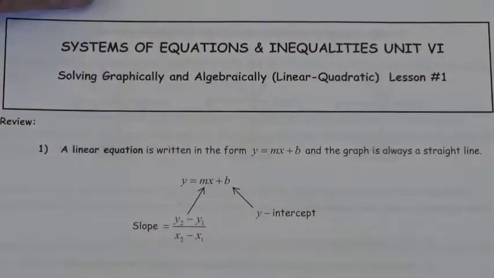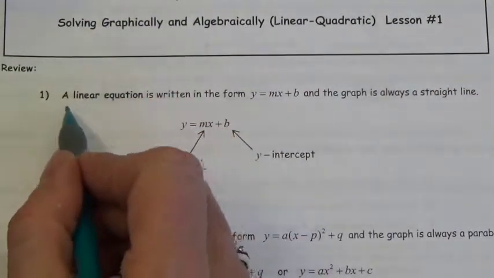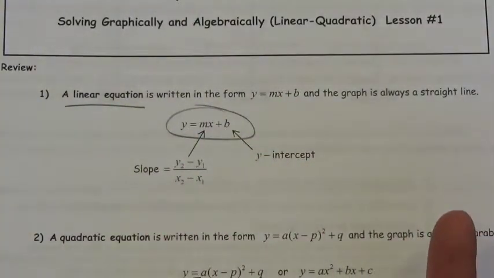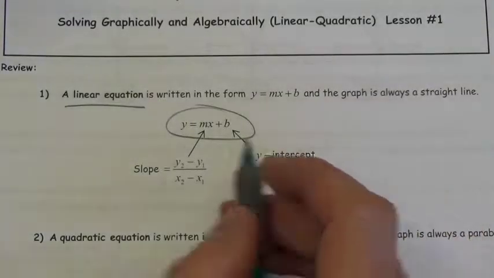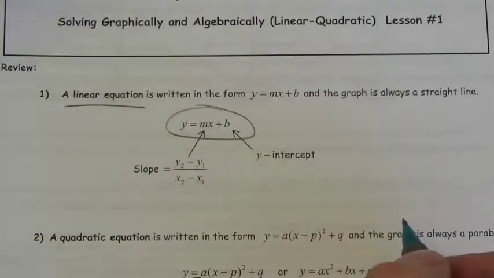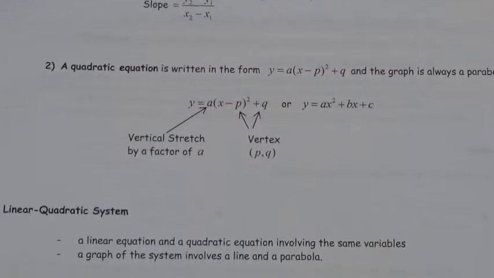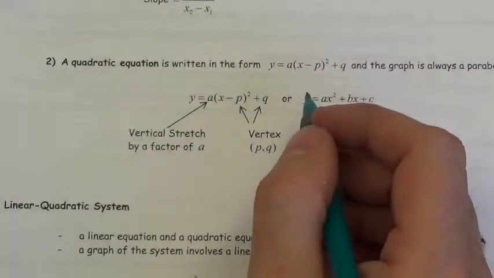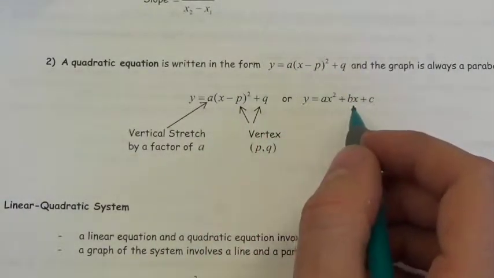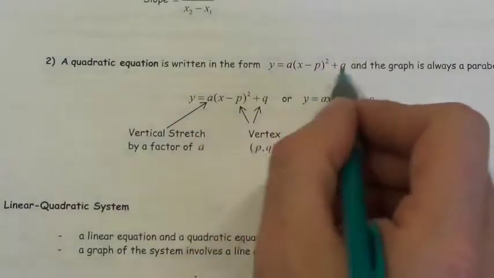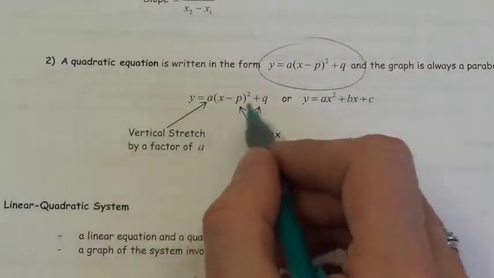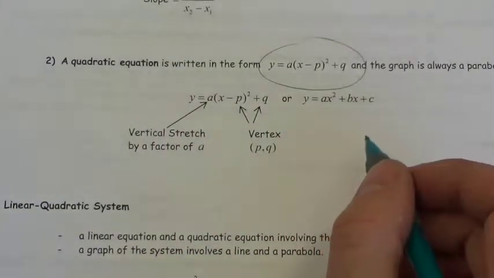So just to recap here, remember what a linear equation is. It's going to be in the form y equals mx plus b, or at least it can be written in the form y equals mx plus b, where m is your slope and b is your y-intercept. And then you've got a quadratic function, which can be written in the form y equals a(x minus p) squared plus q. We've spent a fair bit of time in this particular course looking closely at that, graphing it, whether it's in vertex form or standard form.